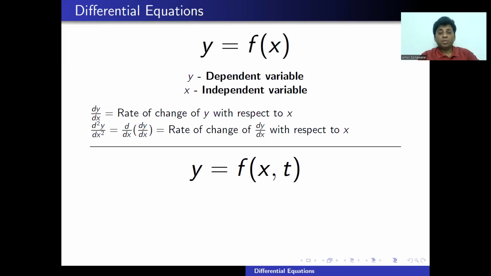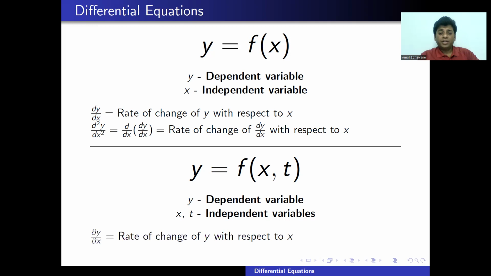Suppose we have y is equal to f of x comma t, meaning variable y depends on two variables x and t. In this case y is the dependent variable and there are two independent variables, which are x and t. So we can find the derivative of y with respect to x as well as the derivative of y with respect to t. The derivative of y with respect to x is denoted by dou y by dou x. That is nothing but the rate of change of y with respect to variable x. Similarly, dou y by dou t is the rate of change of y with respect to variable t.